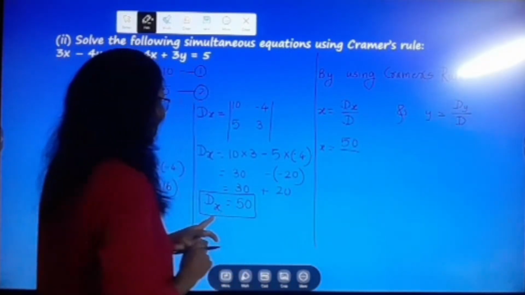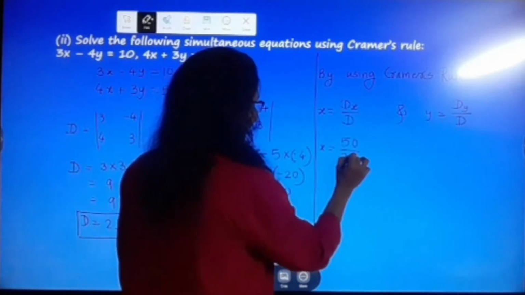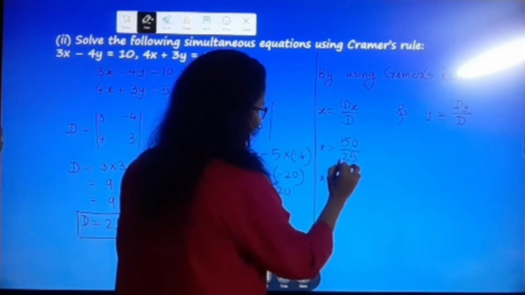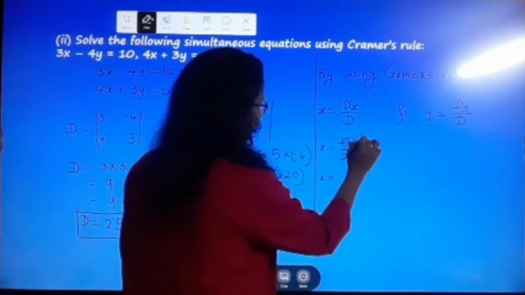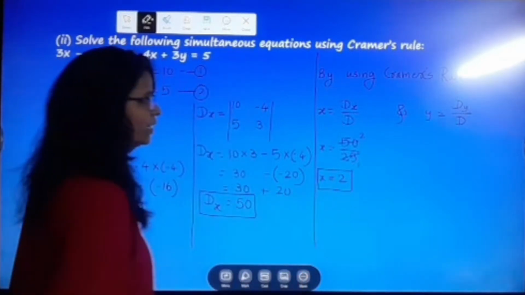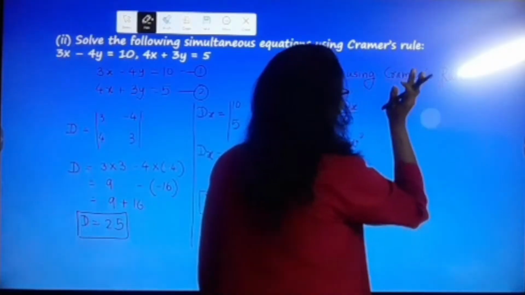Okay, D of y. So here I calculate the x first. So here x is equal to 25 ones are 25 and 25 twos are 50. So x is equal to 2 here. Okay, so now here students we have the value of x.